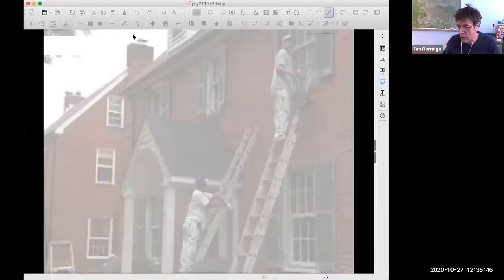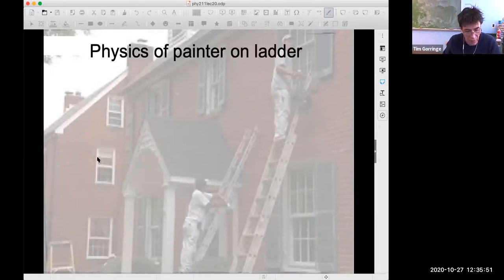Okay, so let's get on with some example problems. And in this little problem, you can see a picture of when I was younger, I was painting houses. We're painting this house here, and I'm standing on this ladder. And this is a famous physics problem of the painter and the ladder.